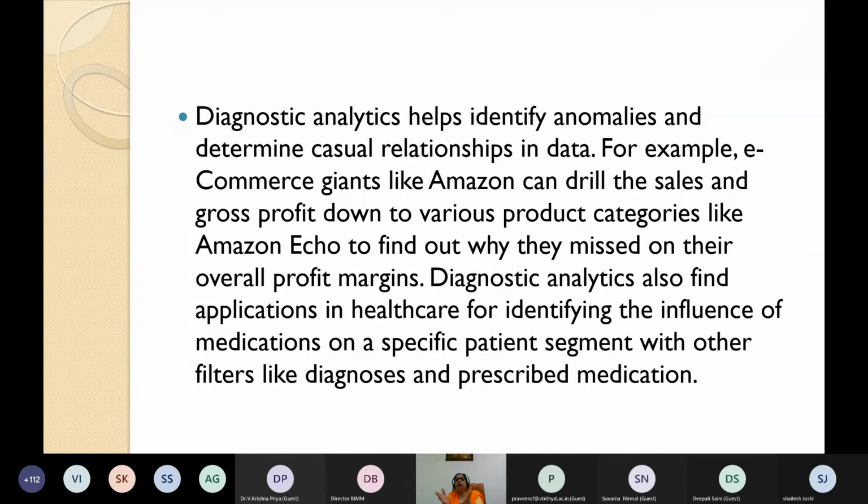Now you can have two kinds of relationships in the data. One can be attributed and one can be random. So diagnostic analytics helps you determine whether that variation or that anomaly is random or it is attributed to some cause. There's an example: e-commerce giants like Amazon can drill the sales and gross profit down to various product categories, like a particular product, to find out why they missed on their overall profit margin.